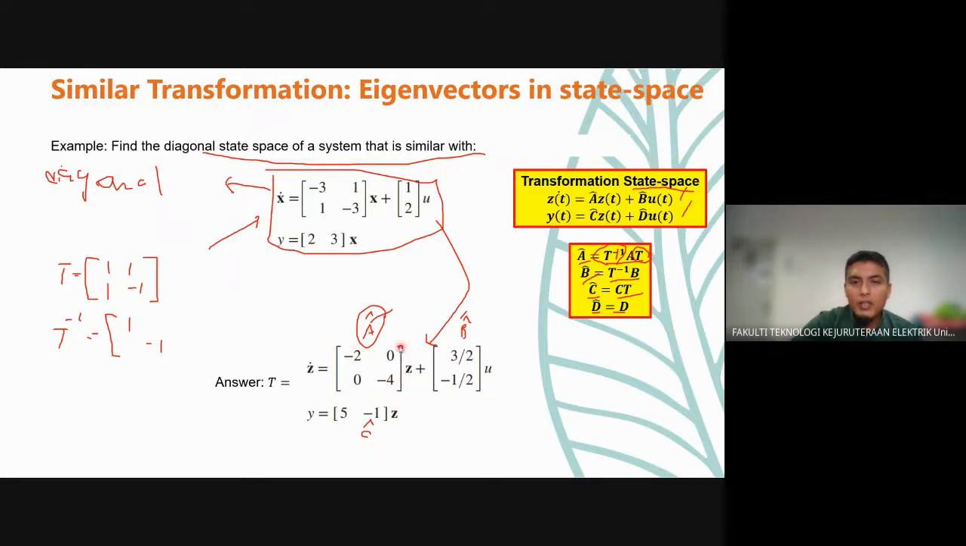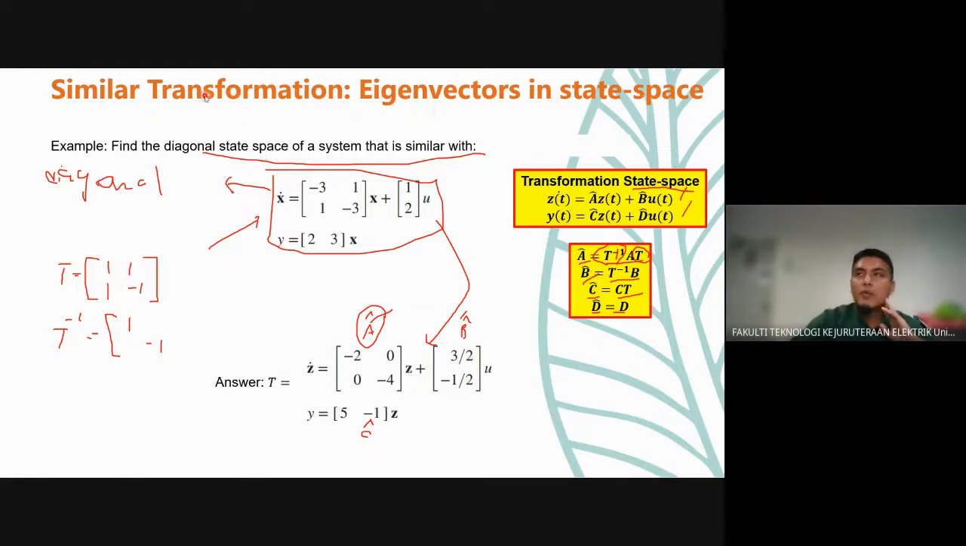Diagonal. The rest will be 0. Only the diagonal part has the value. So this is the diagonal form. The diagonal form you can use for different applications. So that's why you learn about the transformation.